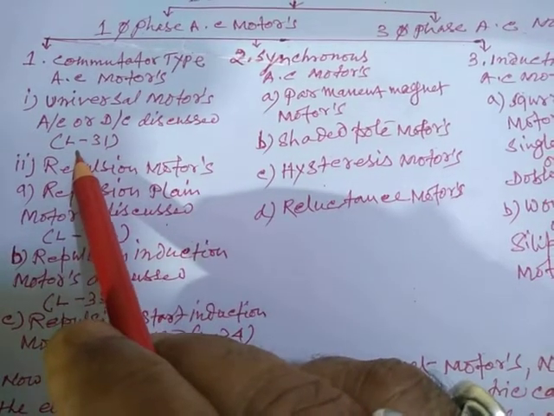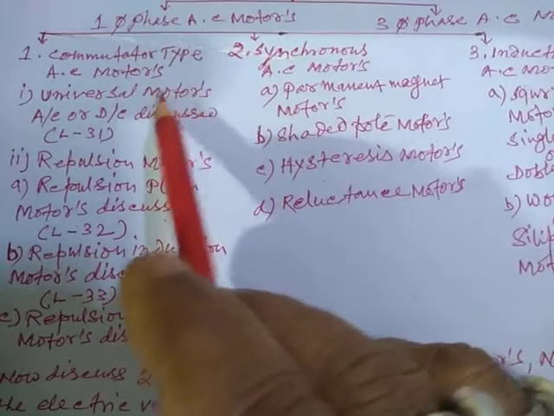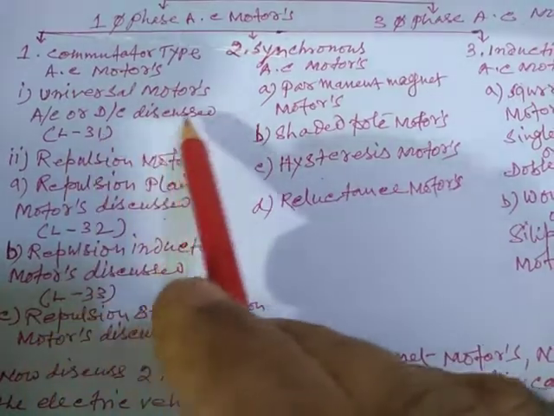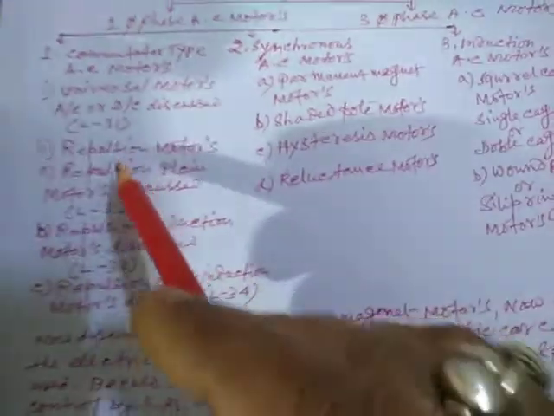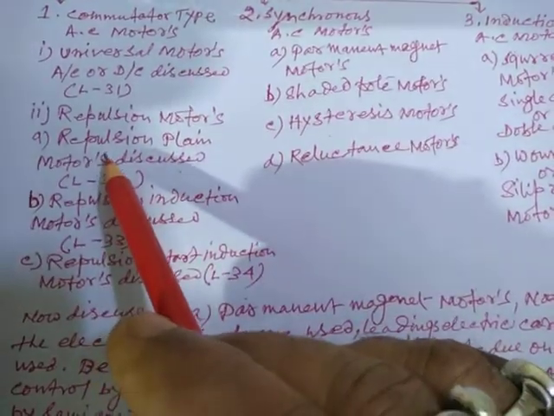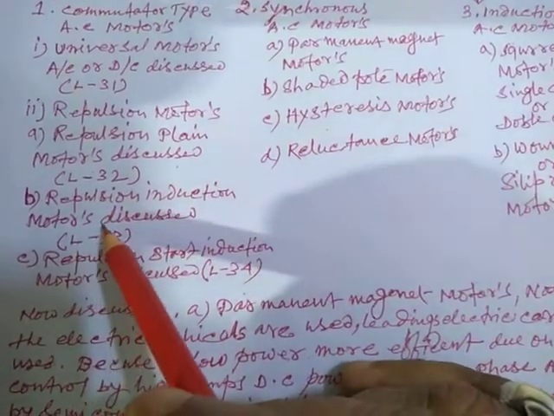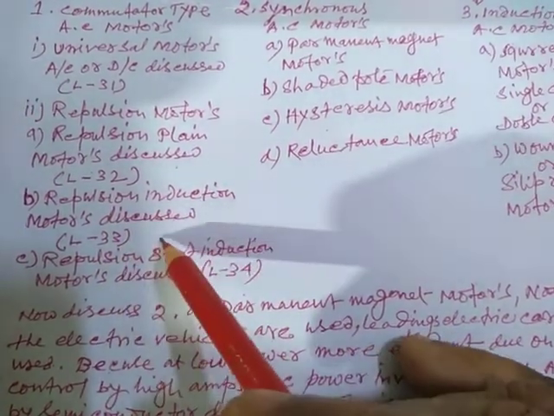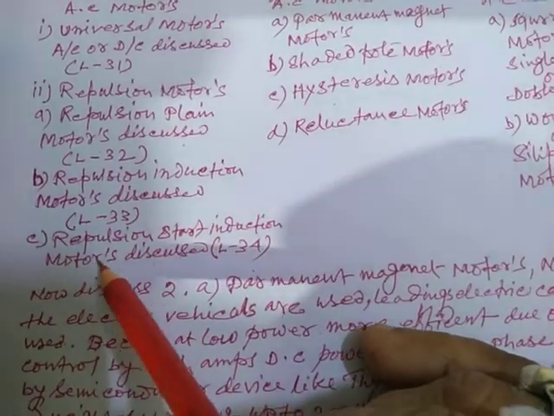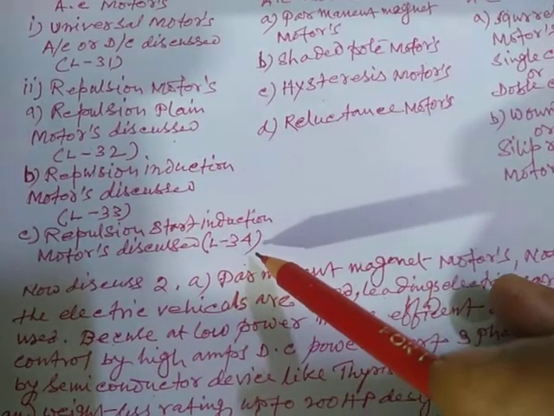Already discussed, L-31: universal commutator type AC motors. Number 1, universal motors AC or DC, discussed in L-31. Number 2, commutator type repulsion motors. A, repulsion motors, discussed in L-32. B, repulsion induction motors, discussed in L-33. And C, repulsion start induction motors, discussed in L-34.